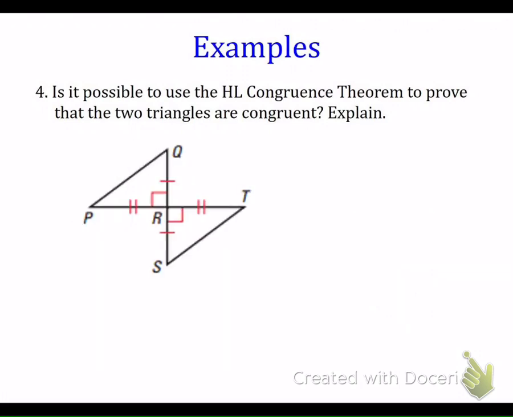Number 4 says, is HL going to work? Okay, so I have the right triangles, right? Do I have legs that are congruent? Yep, now I have legs. Do I have the hypotenuse? No. Now I will say these triangles are congruent, but it's by side angle side. It's not by HL, so this is still a no.